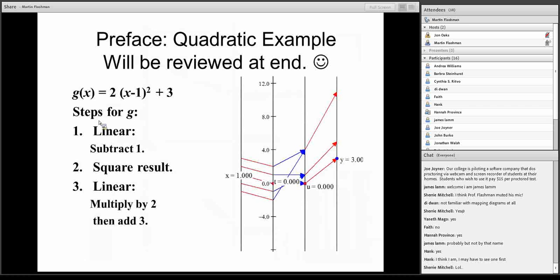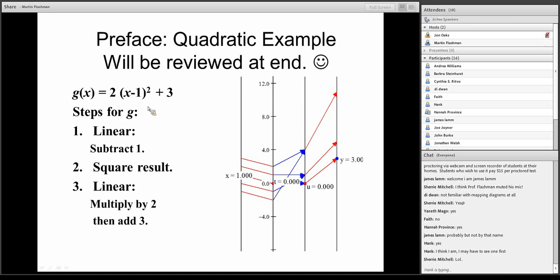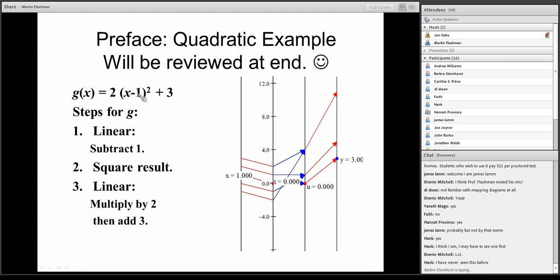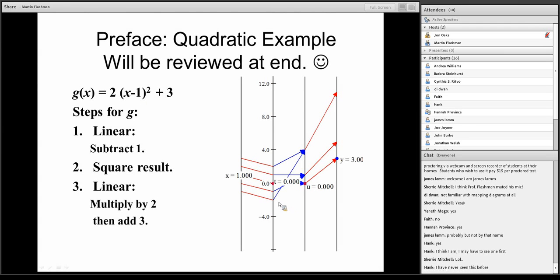And here's another picture of some mapping diagrams that we'll maybe review at the end, but this will illustrate some of the ideas here. So we have a function, it's 2 times (x minus 1) squared plus 3. I'm going to think about that as built up in steps as a composition. So first I have x minus 1, so I subtract 1. That's what this first part of the diagram does. Then the next thing is to square the result. So you see squaring going on here.